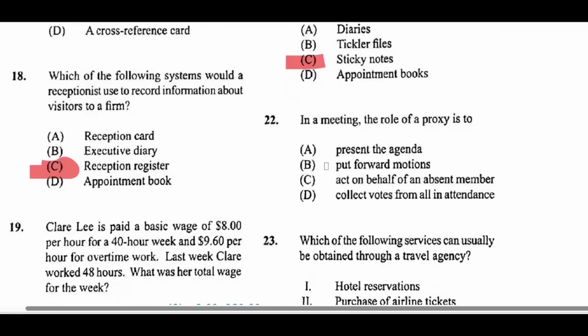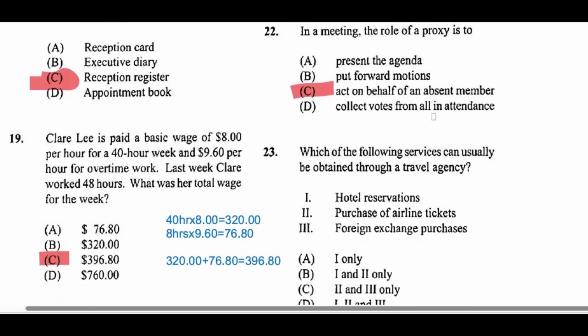22. In a meeting, the role of a proxy is to, now if I have a meeting to attend and I cannot attend because I'm sick, I could ask a friend to fill in and attend that meeting for me. That friend will become a proxy. So who is a proxy? A proxy is someone who can act on behalf of an absent member. So the answer is C. And a proxy can vote at a meeting as well.